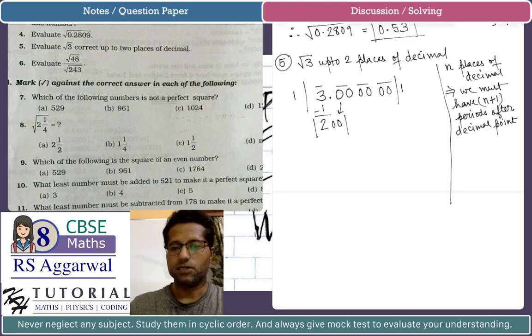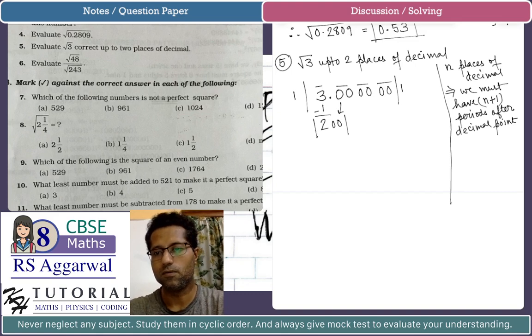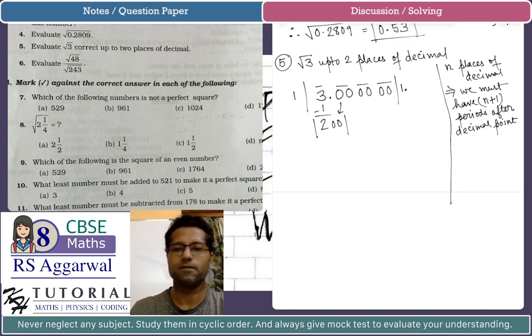Now the next partial divisor will be whatever. At this point we have exhausted all the digits before the decimal point, so we have to put a decimal point in the quotient.